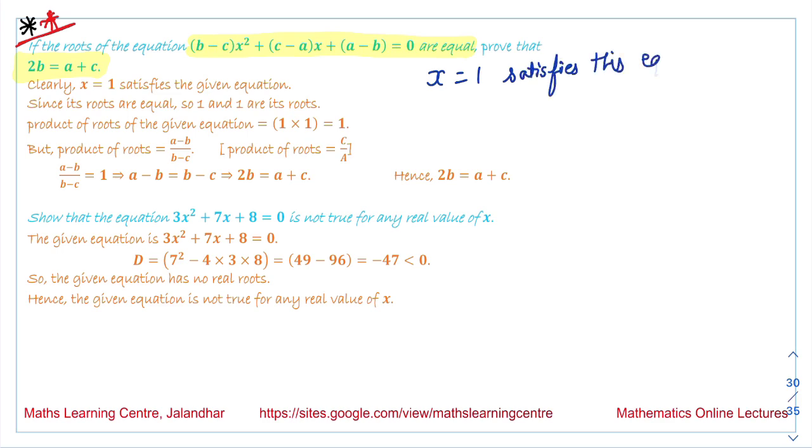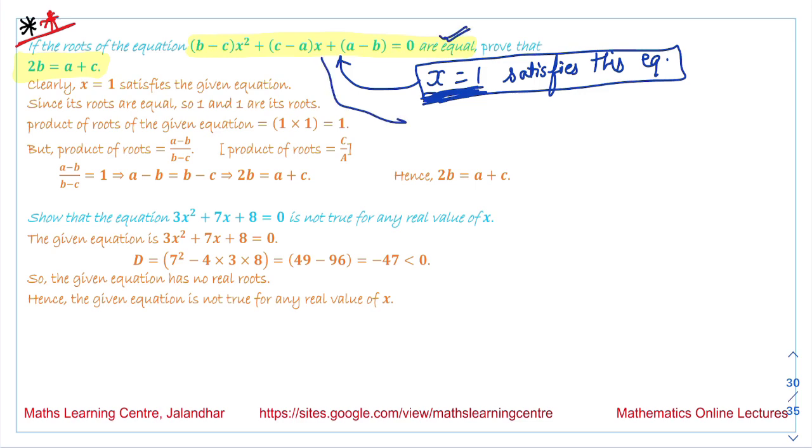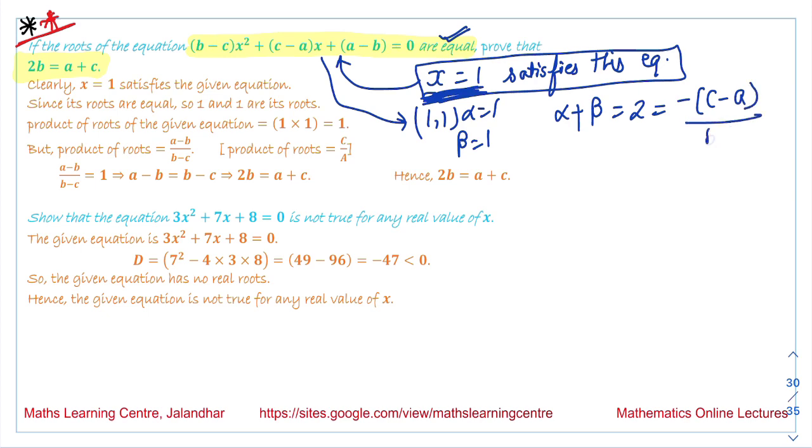this equation. By substituting x is equal to 1, we have seen that it satisfies this equation. So we are saying 1 and 1 are the only roots of this equation. It is given that the roots are equal, it means the roots of this equation are 1 comma 1. That is alpha is equal to 1 and beta is equal to 1. Now what is the sum of the roots of this equation? It is alpha plus beta, that is equal to 2. That should be equal to minus b by a.